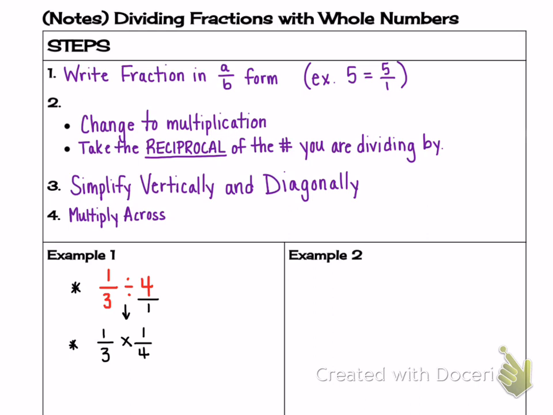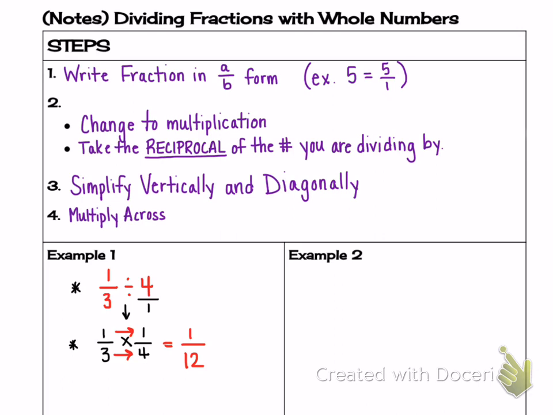We check our diagonals. I see nothing in 3 and 1, nothing in 1 and 4, nothing in 1 and 3, nothing in 1 and 4. So there was no simplifying. So at this point, we're going to multiply across. 1 times 1 is 1. 3 times 4 is 12. So 1/3 divided by 4 is 1/12. So if you take 1/3 of something and divide it into 4 equal pieces, each piece will be 1/12 of the whole. Let's look at example 2.